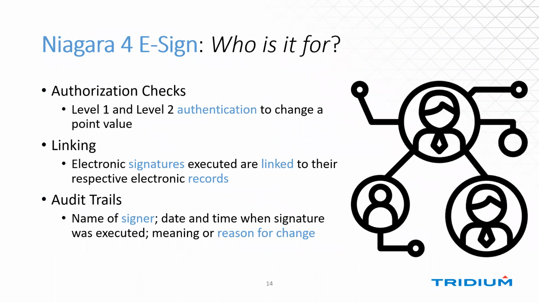So who's it for, really? I keep saying the FDA's 21 CFR Part 11, but really it's any validated system, anything that needs an additional authorization check. So Niagara does have a secure digest authentication mechanism to actually get into the application. But then when you're going to the individual points, you want to have those electronic signatures executed that are linked to those records, including that meaning and reason for change.